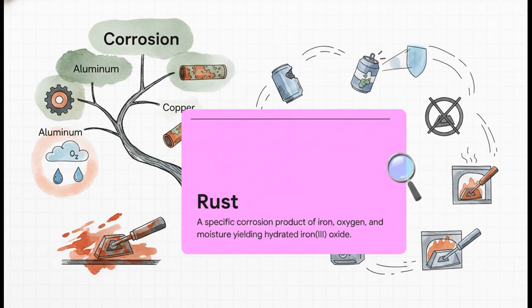So here is the absolutely crucial point. While all rust is corrosion, definitely not all corrosion is rust. Corrosion is just a broad umbrella term. I mean, you can have aluminum corrosion or copper corrosion, but rust is a highly specific electrochemical reaction that strictly requires three things: iron, oxygen, and moisture to yield hydrated iron(III) oxide. If you remove literally any one of those environmental factors, the rust formation slows down dramatically.